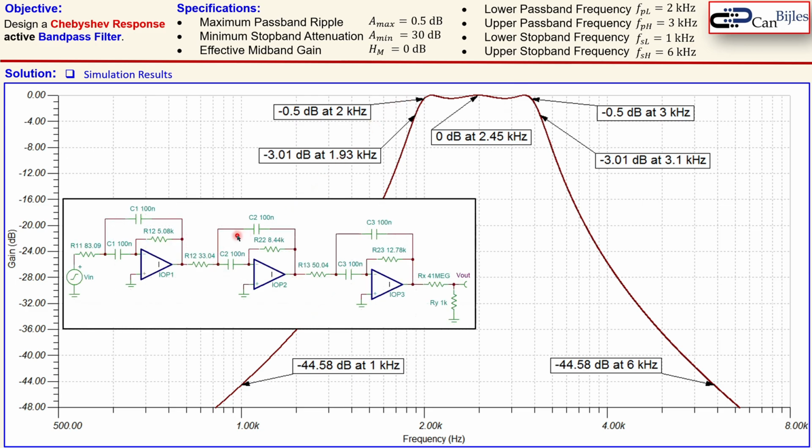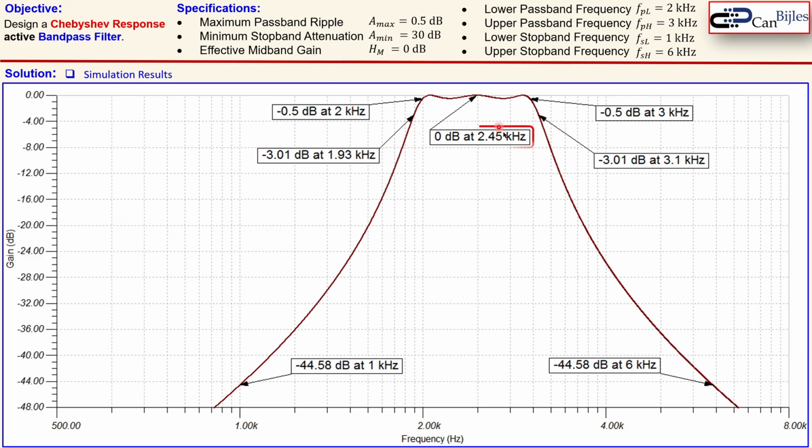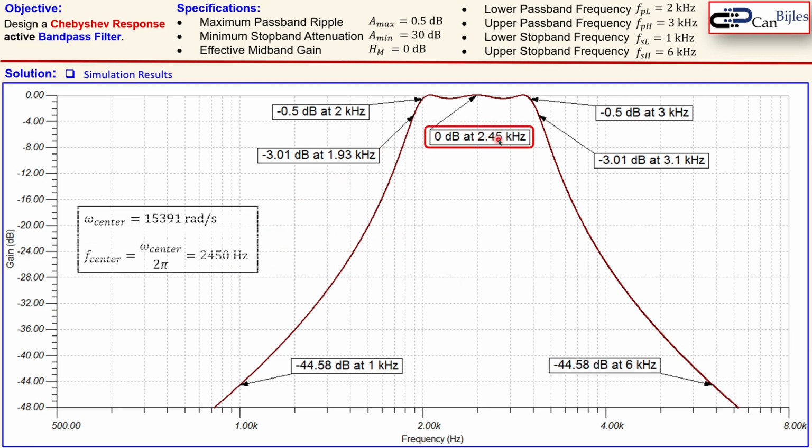Let's go one by one. This is the circuit. You see here the center frequency, which is 2.45 kilohertz, but we have calculated, as you remember, the center frequency was in radians per second, 15,391. And if you now divide that by 2 pi to get this in hertz, you get also 2.45 kilohertz. So that is indeed correct. The gain at 2 kilohertz is here minus 0.5 dB. The gain at the center frequency is 0 dB, so that means going down by 0.5 dB, which is the ripple we wanted at that 2 kilohertz. So that's exactly as we wanted.